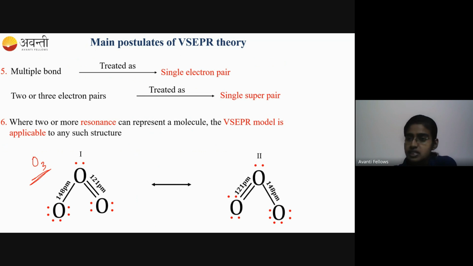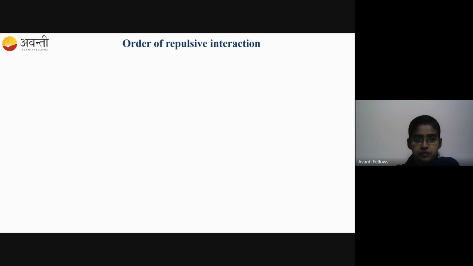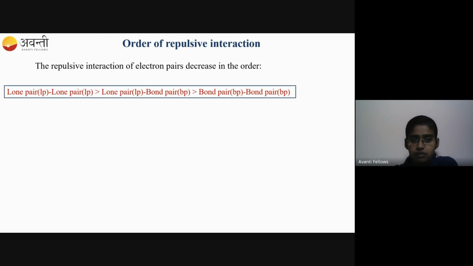Now, along with the postulates, one more very important thing is there. That is the order of repulsive interaction. Okay, order of repulsive interaction. So lone pair–lone pair repulsion is more than lone pair–bond pair repulsion, which is more than bond pair–bond pair repulsion. Okay, don't get confused. It is easy. I'll take one example and then explain it to you.